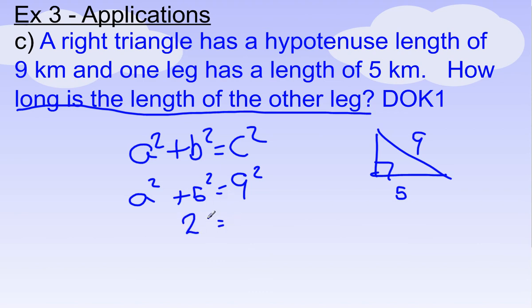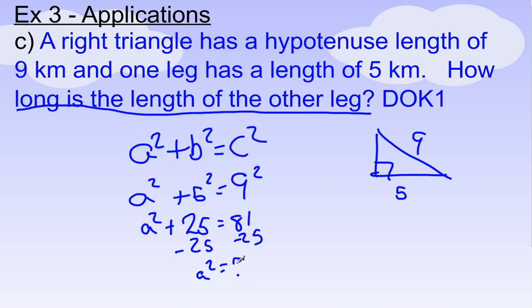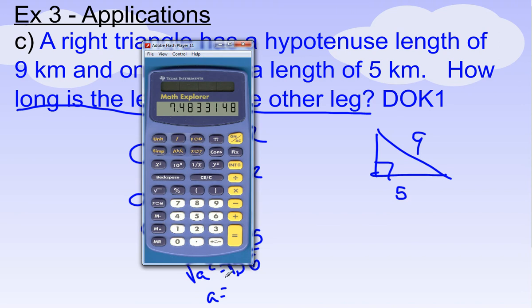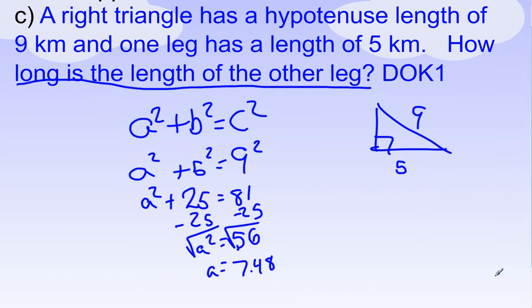Simplify each side gives me 25 here, 81 there. Still a squared. Get the variable by itself, so subtract 25, giving us a squared equals 81 minus 25, which is 56. Square root each side, and a equals 7.48. So the length of this other side would be 7.48 kilometers.